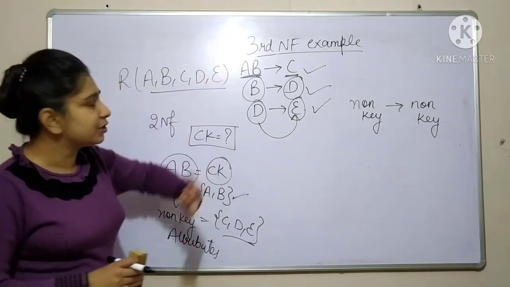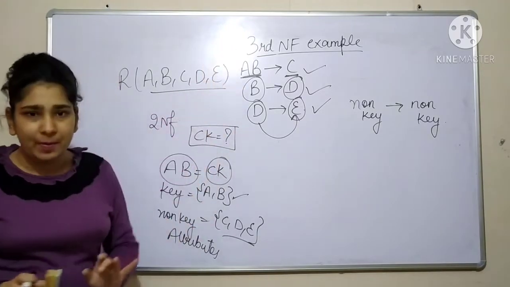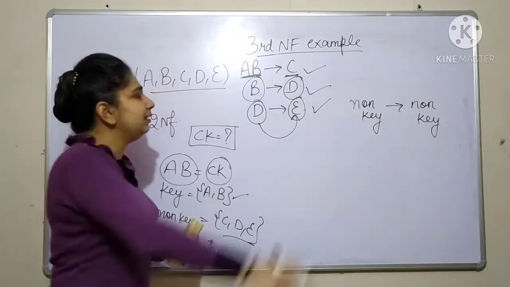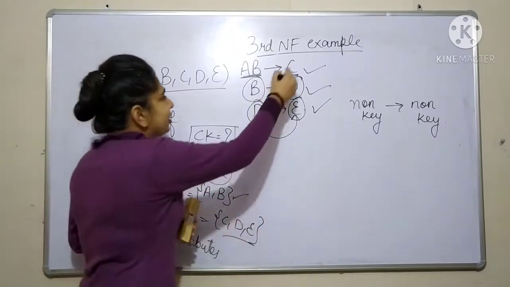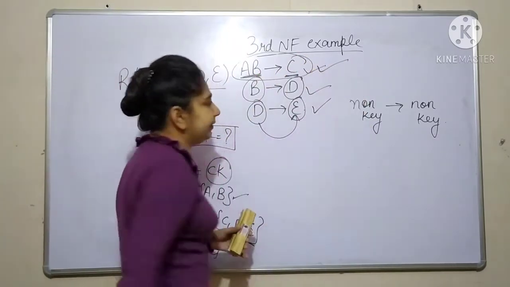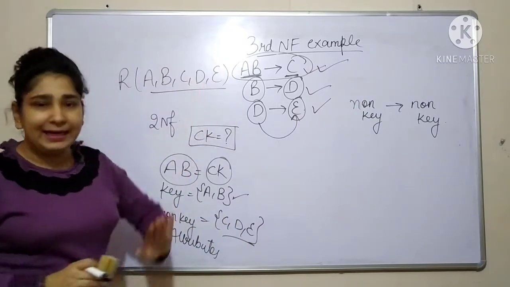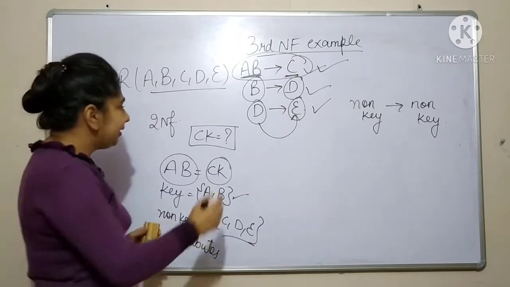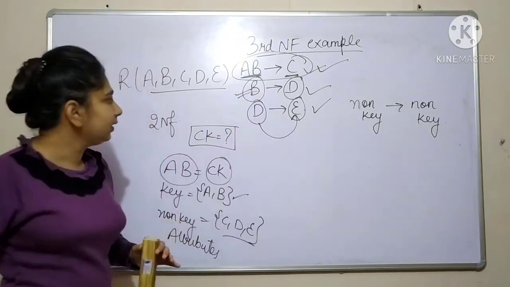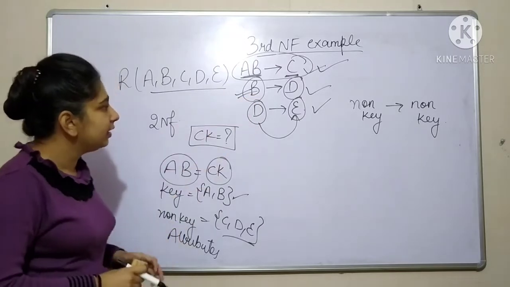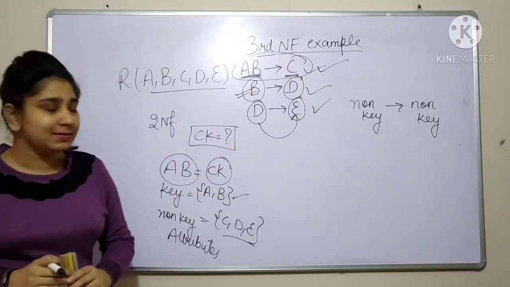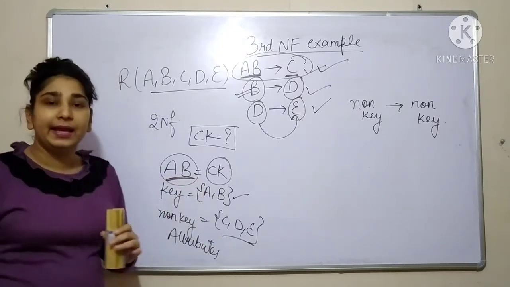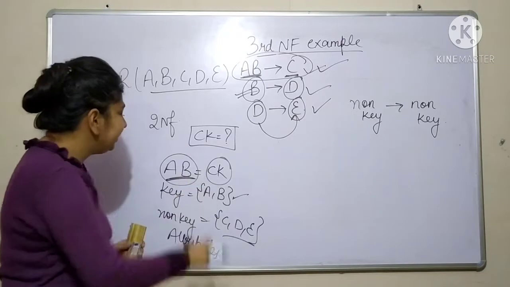If you look at the first functional dependency, your complete candidate key is determining some attribute, so this functional dependency is valid. Your complete candidate key is determining a non-key attribute. But if you look at this functional dependency, what is my candidate key? AB. AB is my candidate key.